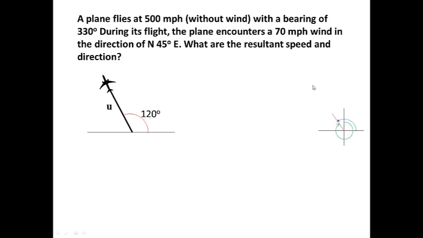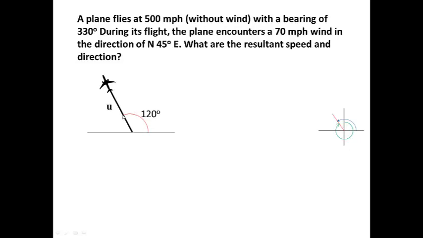Oh my gosh, Mr. Ho, how did you get 120? Well, let's see. If this is 330 going this way, that means there's 30 left in this little piece in here. And this is a 90-degree angle plus that 30. Okay, so it's 90 plus 30. That's how I got the 120. All right.